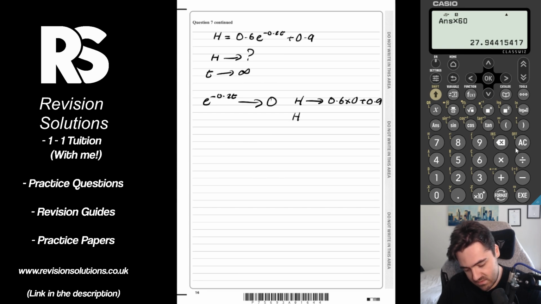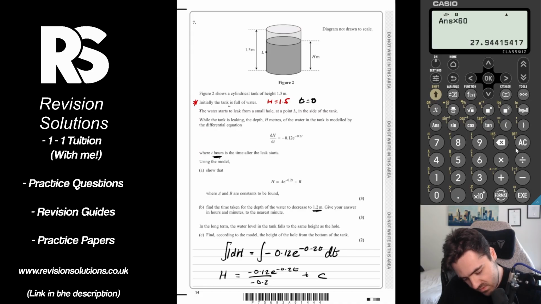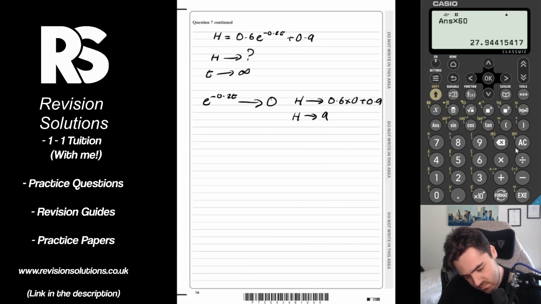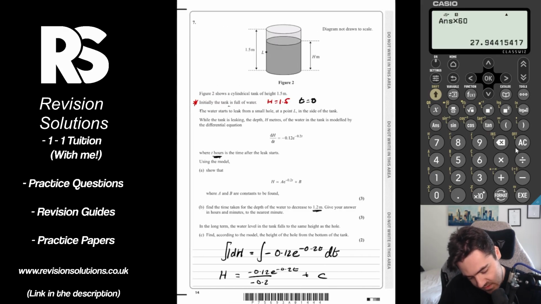So h is going to tend to just 0.9, and then state the units as well. So that's 0.9 meters, which is the end of the solution.